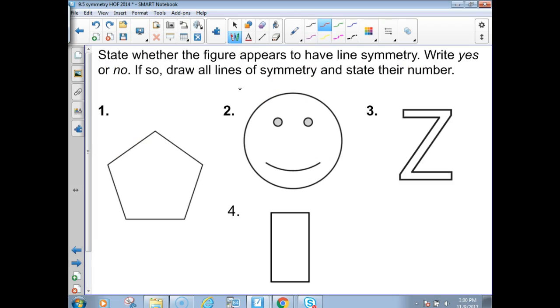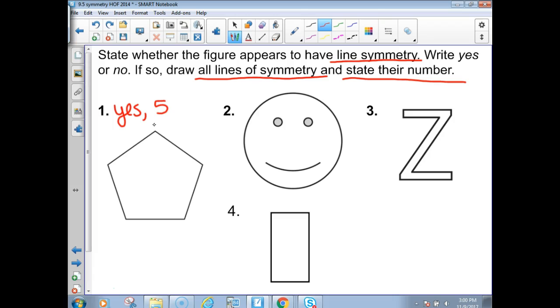Now we're going to do some examples together. State whether the figure appears to have line symmetry, yes or no. We're looking for line only, not rotational right now. If it does have line symmetry, then we're going to draw all the lines of symmetry it has, and we're going to state the number. So this first figure, how many lines of symmetry would it have, or does it have any? Yes, it's a yes, and you're telling me 5. Okay, and you're right. We would need to draw all 5 then.